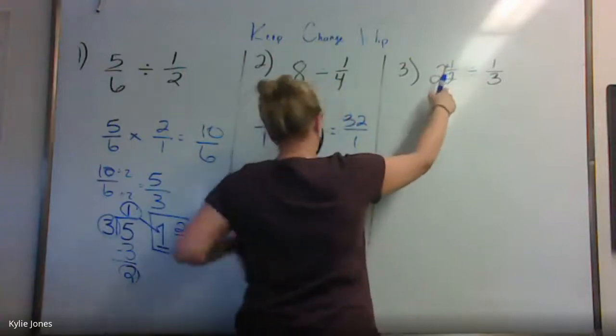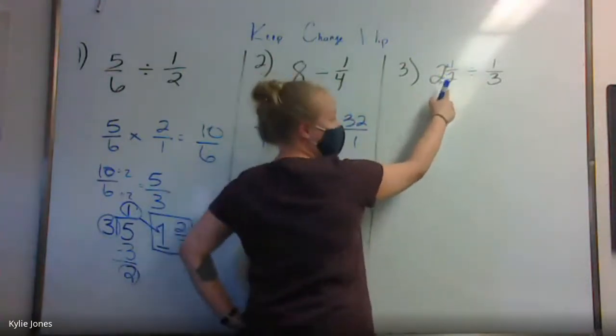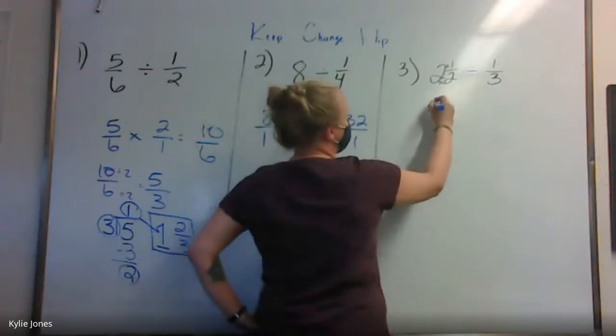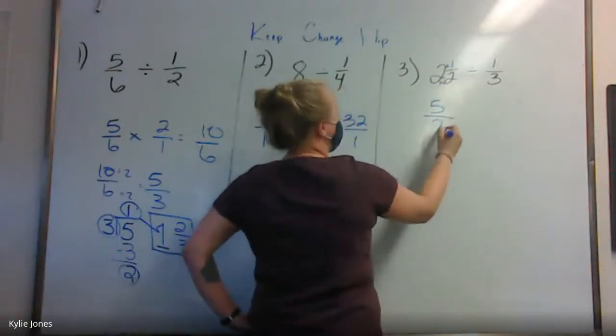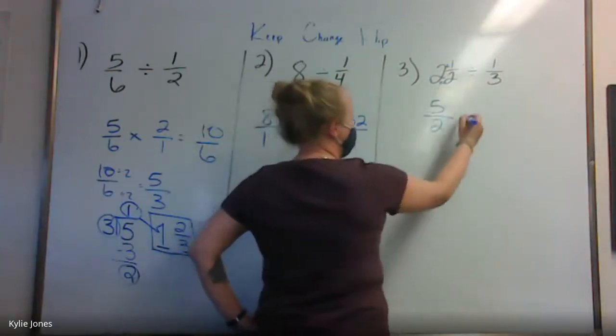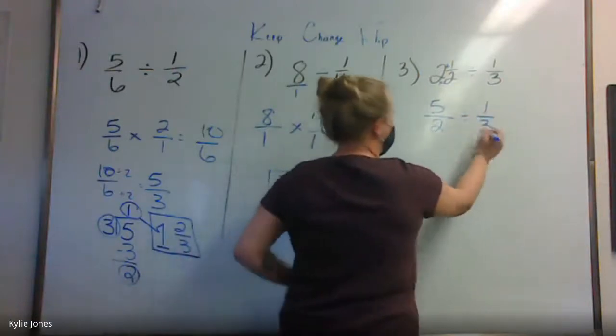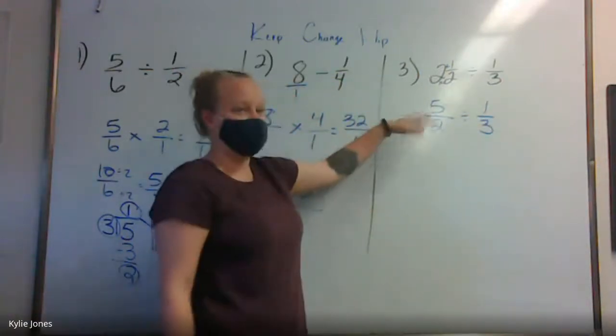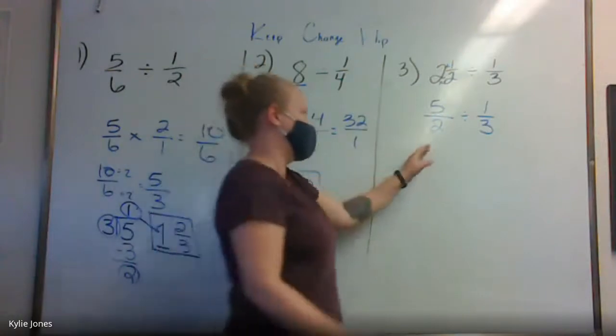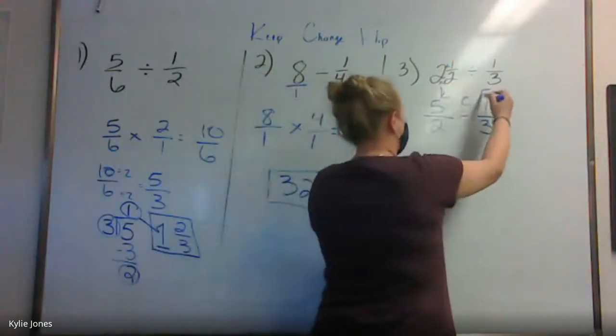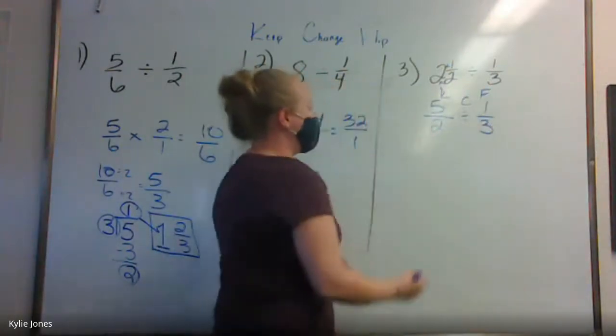What is 2 times 2? 4. 4 plus 1 is 5. 5 over 2. Good, and it stays over 2, you just drop the 2 down, and then that number will be divided by 1/3. So now that we have 2 fractions, then we can do our keep, change, flip. So we keep, change, flip. 5 over 2 stays the same.